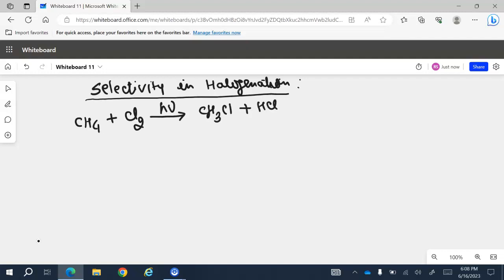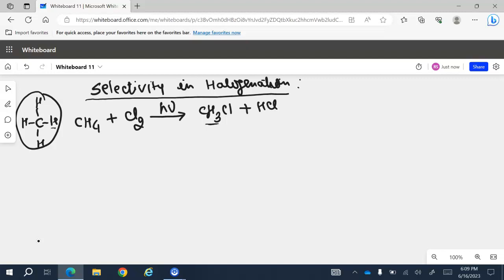This reaction proceeds by the free radical mechanism, but in this case there is no selectivity. See here, all the hydrogens of this methane, all four hydrogens, are equivalent. Therefore, if you replace any of these hydrogens by chlorine, it will result in the formation of the same chloromethane. So there is no selectivity.